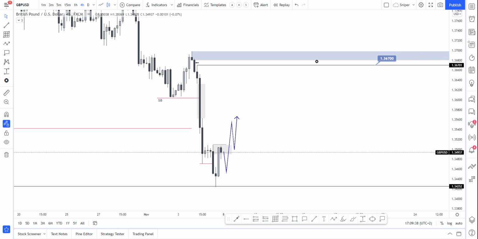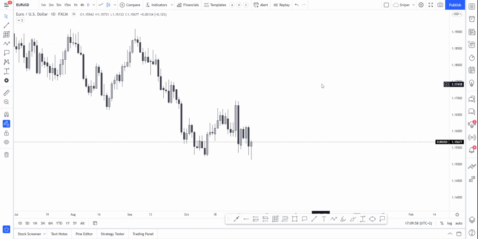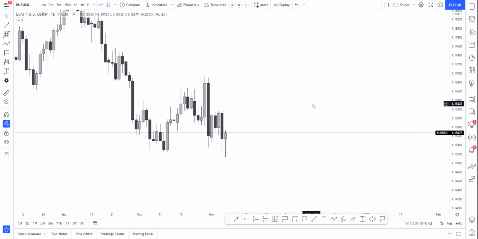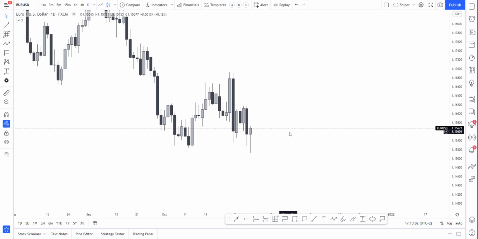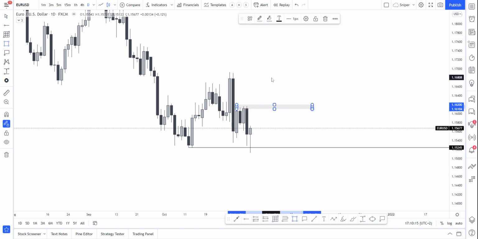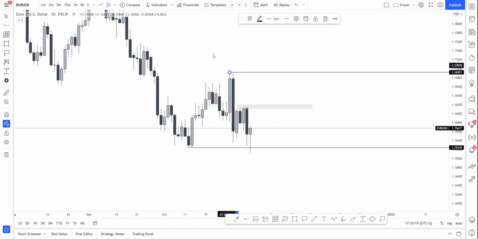For now, let's quickly jump to EU and have a look. EU on the daily has been relatively messy, but we can dissect it a bit and see what's happening. I'm going to use the ray tool and plot this line, and we can see that price swept these previous lows and had a bullish reaction after it. Now looking at structure, this is our most recent lower high. We need to break that level, and then we have the liquidity above these highs.